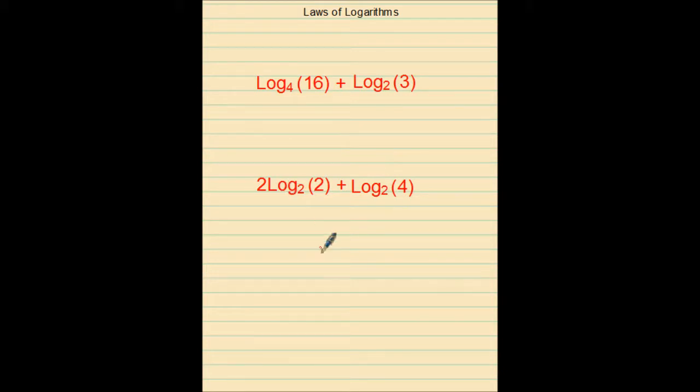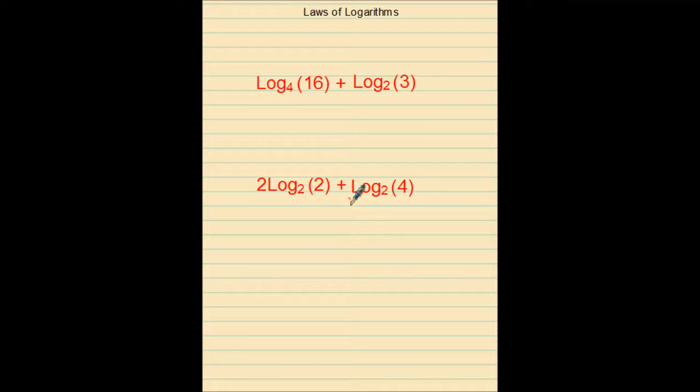I'm just going to draw your attention to a couple of things. If you were to attempt to simplify this, again you'd be dead wrong. The laws only apply to logs of the same base. This is a base 4, whereas this is a base 2. So you cannot apply the first law of logs here. However, later on you will see that you can change the base of logs. So you would change either both of these to a base 2 or both of these to a base 4. Then you could apply the first law of logs.